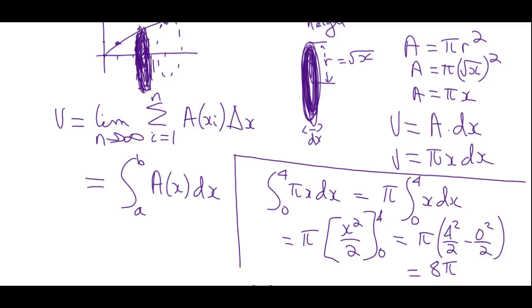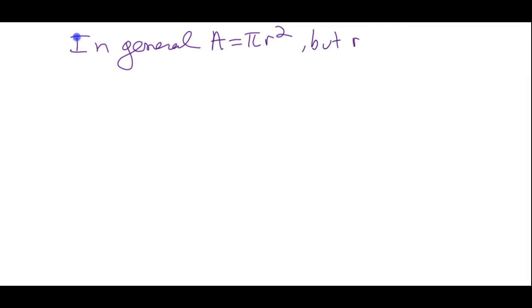Okay. Where do we go from here? Well, let's generalize this, right? That was a specific function. That was the function y equals root x. So in general, the area of a disk is pi r squared, but the radius is simply the height, or the function. It's the y value, which is f of x. The radius is f of x.